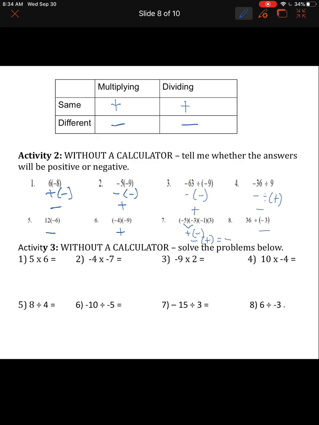All right, let's take a look. So number 1, we have a positive times a positive, so same sign, so we know our answer is going to be positive. 5 times 6 is 30.